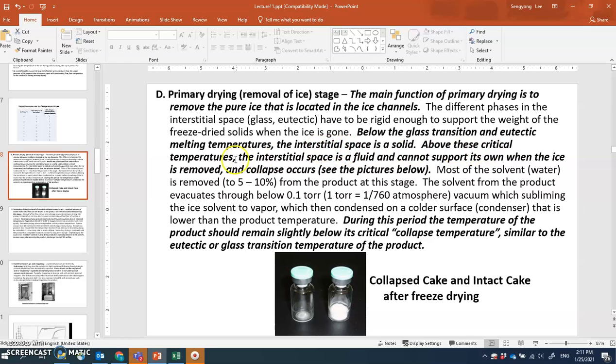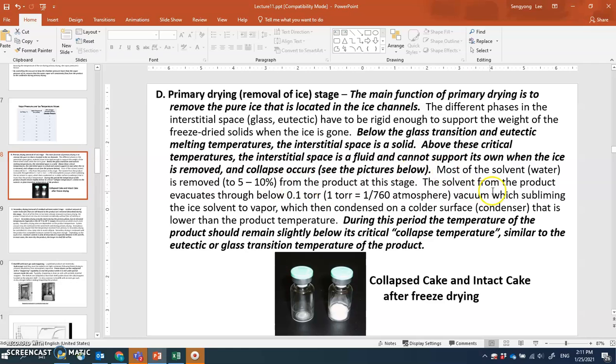Above these critical temperatures, the interstitial space is a fluid that cannot support its own structure. So when the ice is removed and collapse occurs, you will lose everything. So you don't want to do the primary drying at a higher temperature. You need to know where these temperatures are located: glass transition and eutectic melting temperature. Otherwise you will lose all of your drug. If that happens, you may see something like that, a collapsed cake. The cake is totally disappeared, so then you don't know where your drug is, right? So you don't want this.